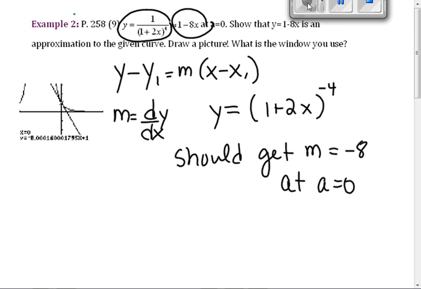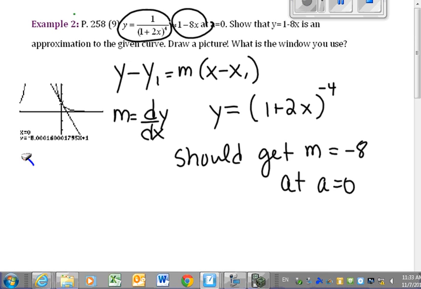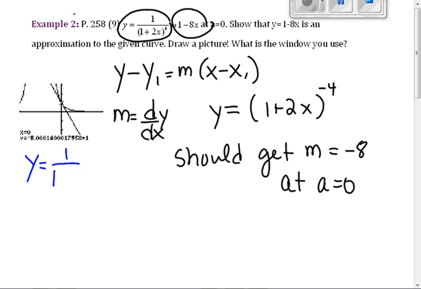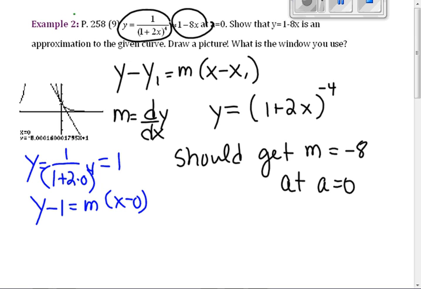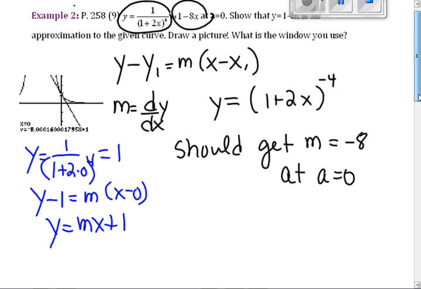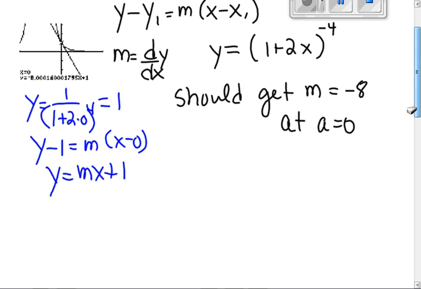Okay, what's the y value? y equals 1 over 1 plus 2 times 0 to the fourth. Oh, that was tough. What's that? 1. So I get y minus 1 equals my slope, and it's x minus 0. So y is equal to mx plus 1. So all I have to do is calculate my slope. That's it. Okay, so let's see. There's my derivative. So what's y prime? There's my function, I'm sorry.